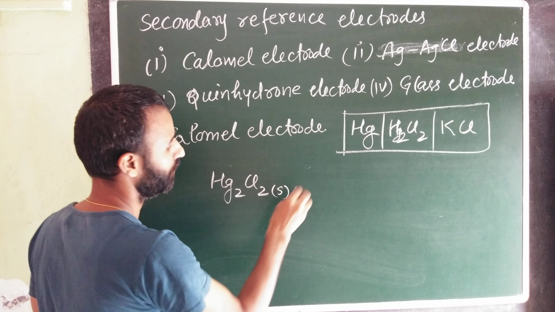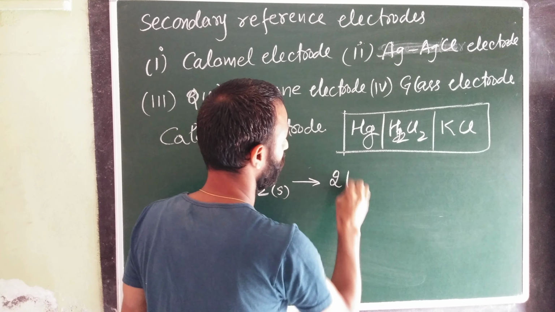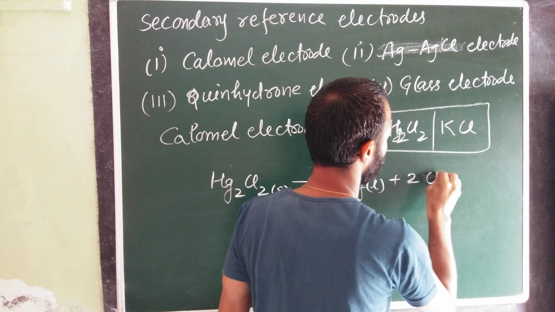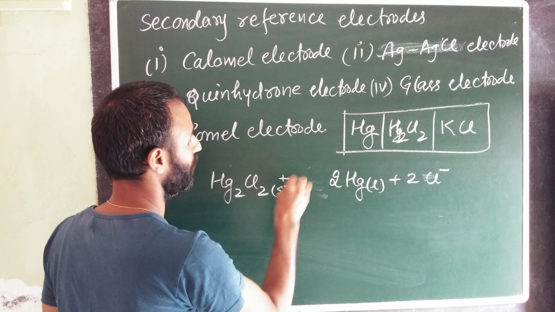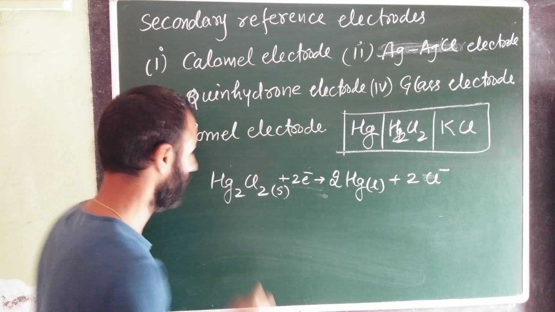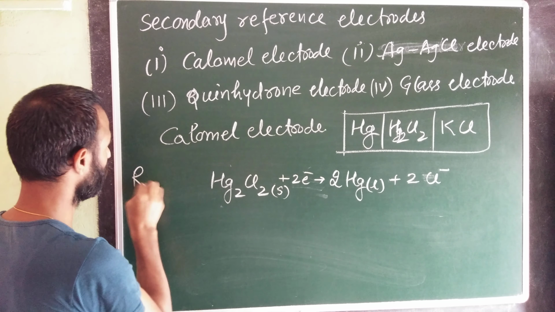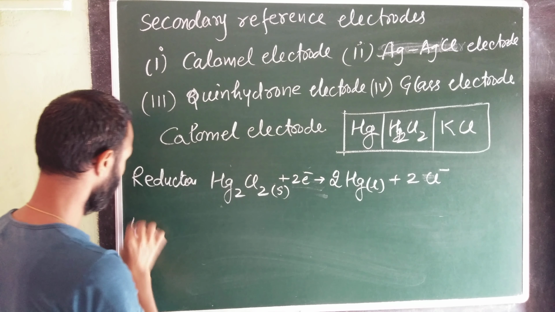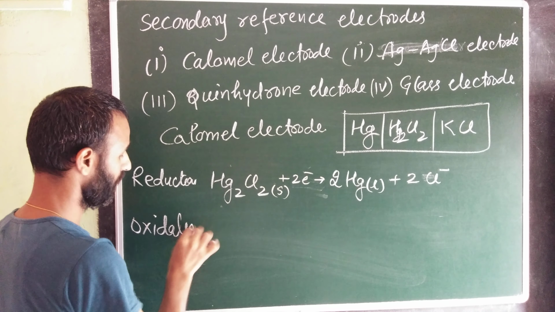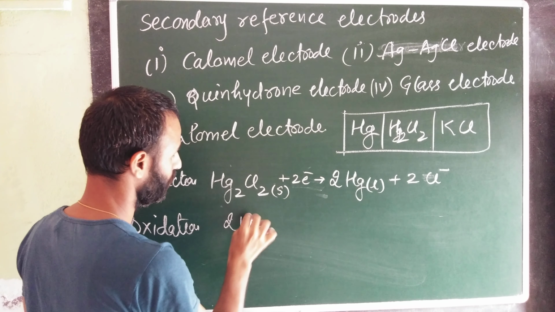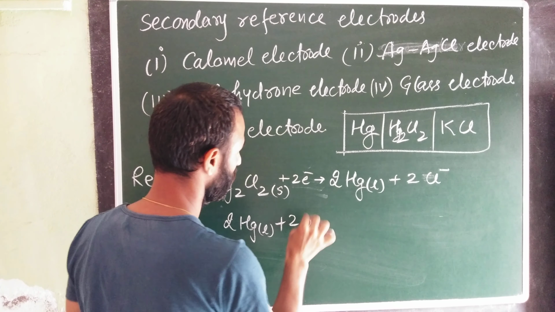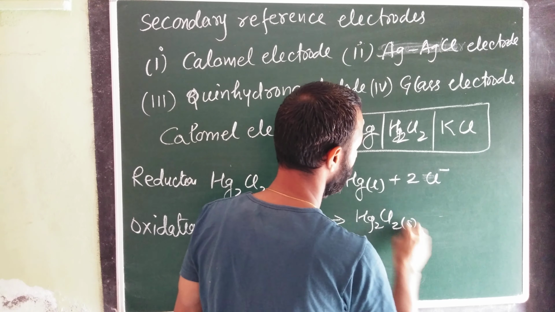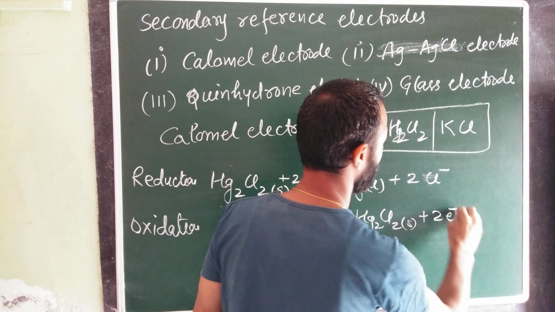Hg2Cl2 solid to give 2Hg liquid plus 2Cl negative. That means it gains 2 electrons. So when it acts as a cathode, meaning the reduction takes place, then the electrode reaction is like this. If oxidation takes place on this electrode, then the reaction taking place is 2Hg liquid plus 2Cl negative to give Hg2Cl2 solid plus 2 electrons.